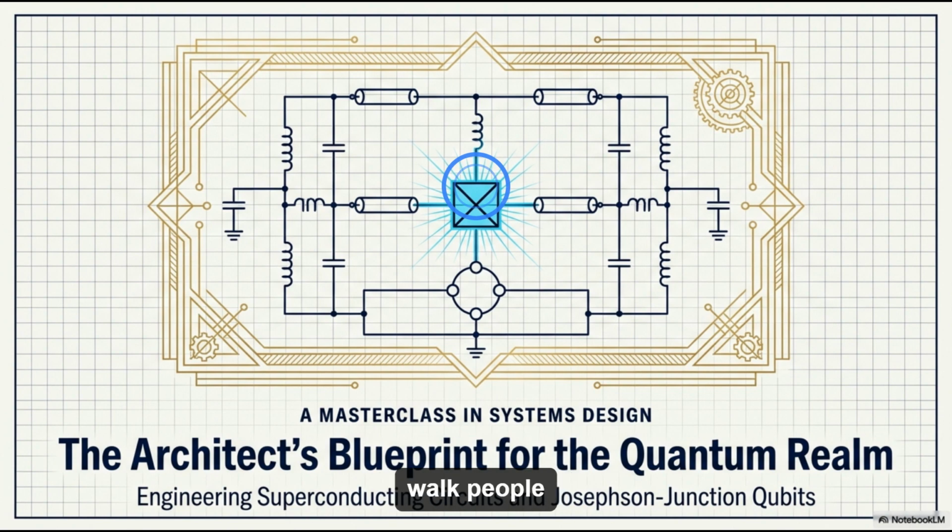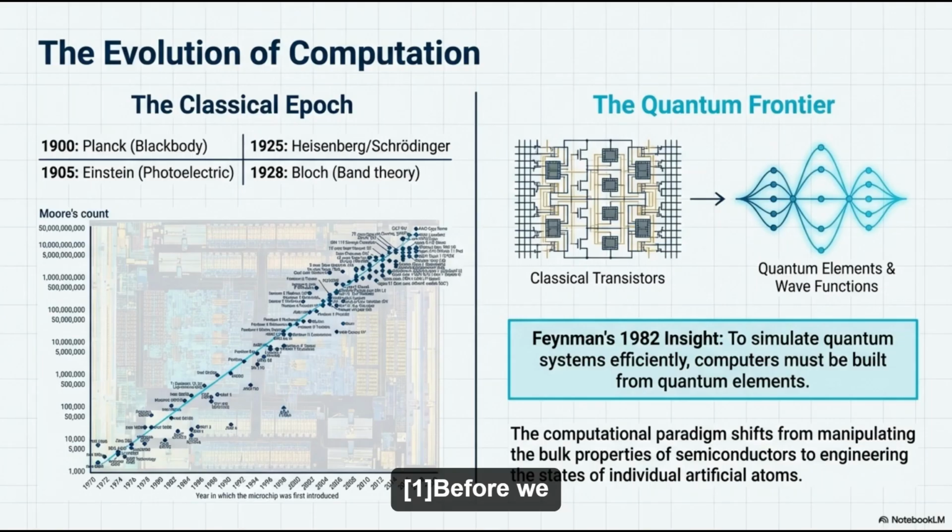All right, let's walk people through it layer by layer, from the physics all the way up to a working processor. Before we dive in, I think we need to set the stage. How did we even get here? Right, so for about a century, we rode Moore's law. Billions of transistors, all exploiting the bulk properties of semiconductors. And it worked beautifully. It did, until it didn't.